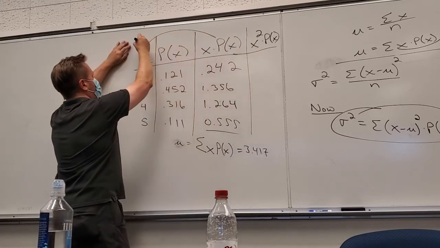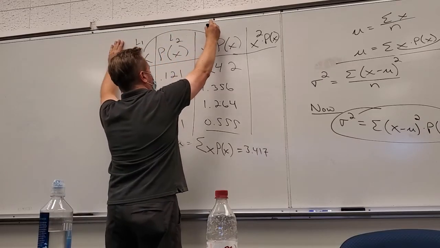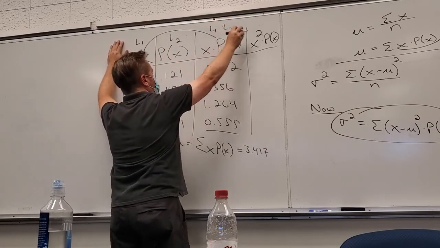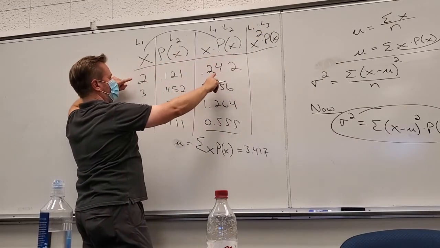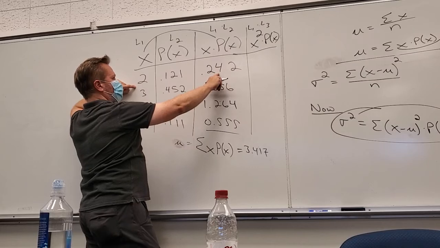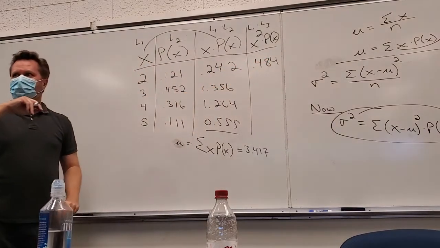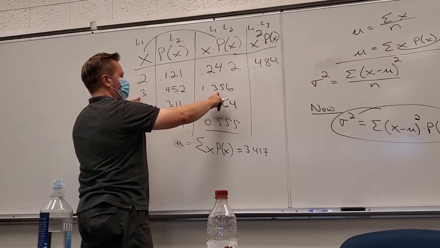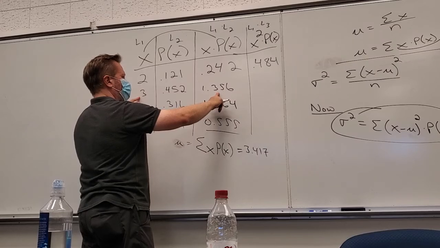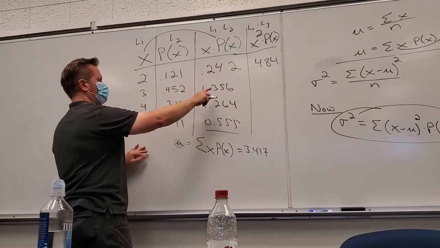Yeah, so if I want to be a little more specific, can you imagine putting that in L1, putting that in L2? This is L1 times L2. This would be L1 times L3. So what's twice 0.242? 0.484. What's 3 times 1.356? I might need some help. 4.068. Somebody help me out. 3 times 1.356.